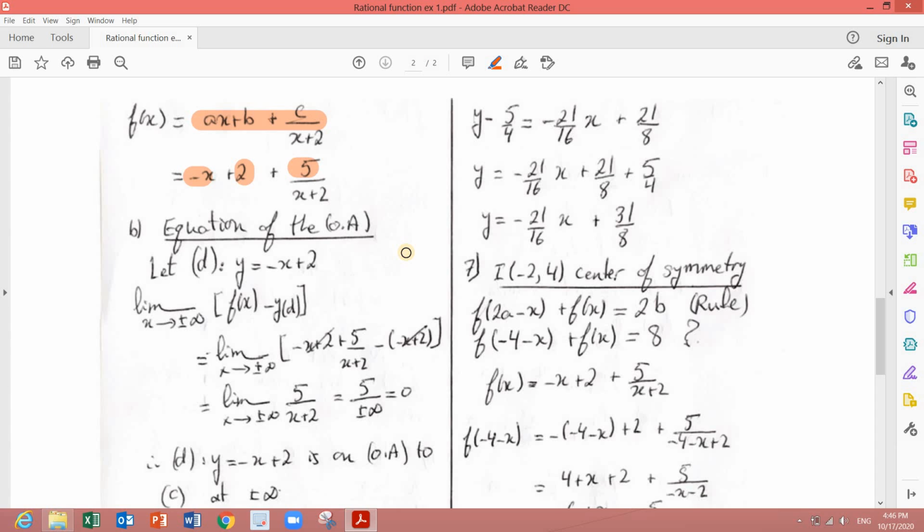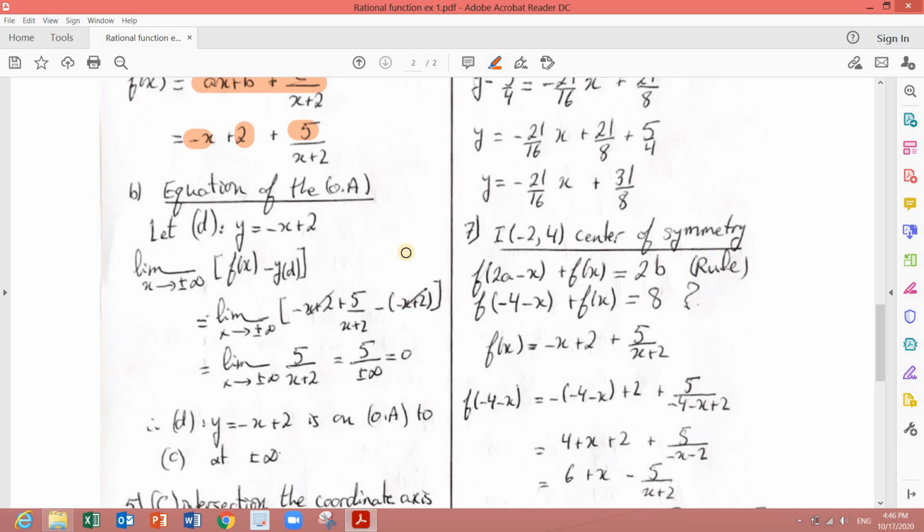So we have written this one in part 4a in order to determine the equation of the oblique asymptote. Always, this part, minus x plus 2, will be the equation of the oblique asymptote. In the exams, the equation will be given, but in this exercise, the equation is not given. I say let line D be y equals minus x plus 2.